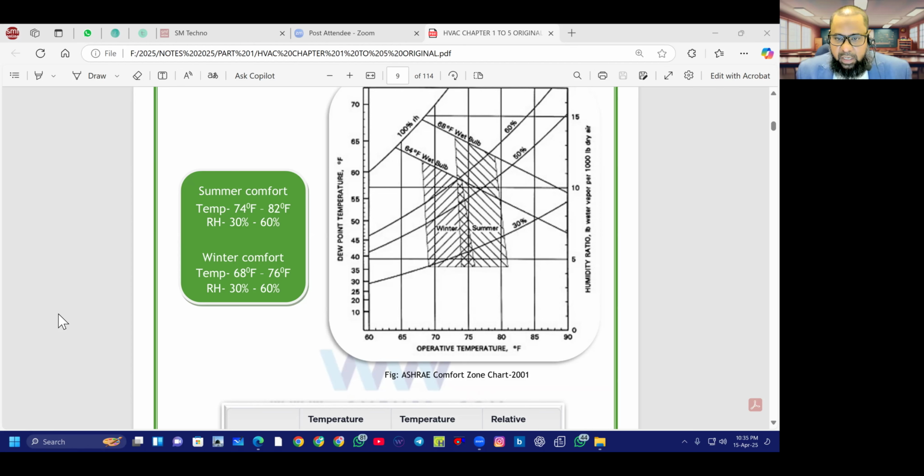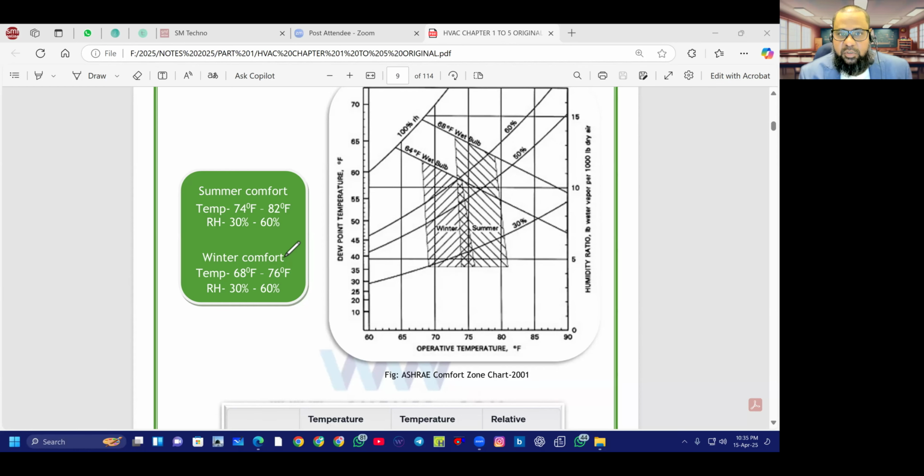Don't worry. At this level, just remember RH is required at 50% for human comfort and the range is 30 to 60. That's it. How exactly, we'll discuss in chapter 4. Don't worry. Okay, piece by piece.